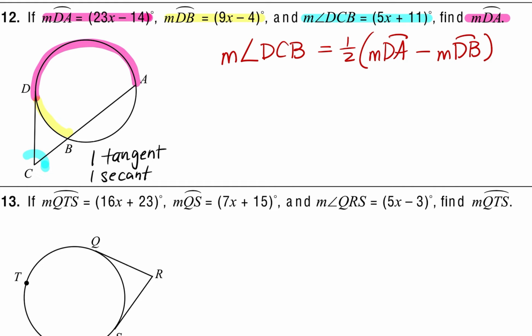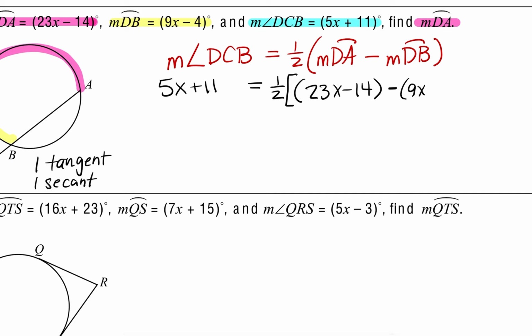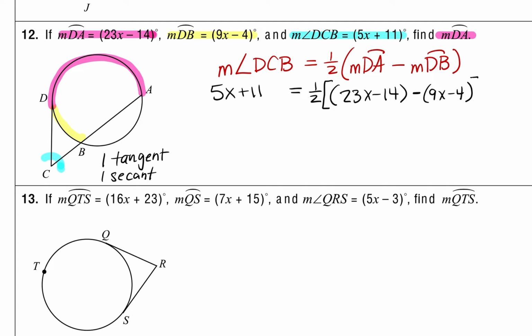Okay, so now the measurement of DCB, we're going to write 5x plus 11, because that's what they gave us for that. It's going to be a half of the measurement of arc DA, 23x minus 14, minus the measurement of arc DB. So that's 9x minus 4. Okay. So now we can just solve for x here.